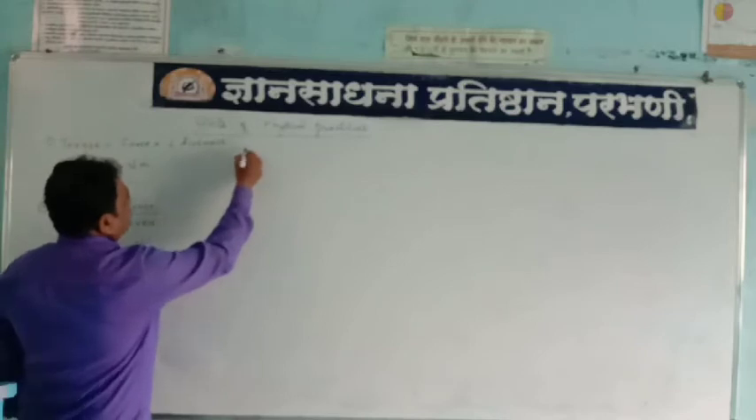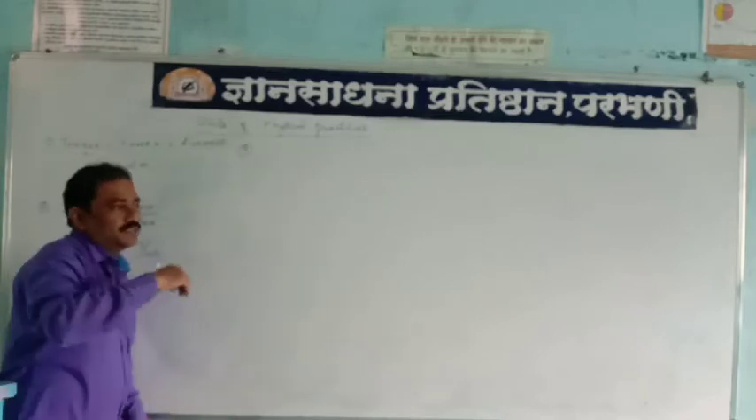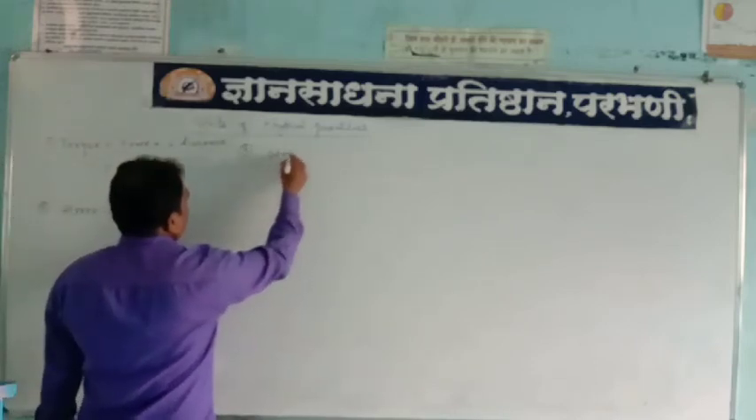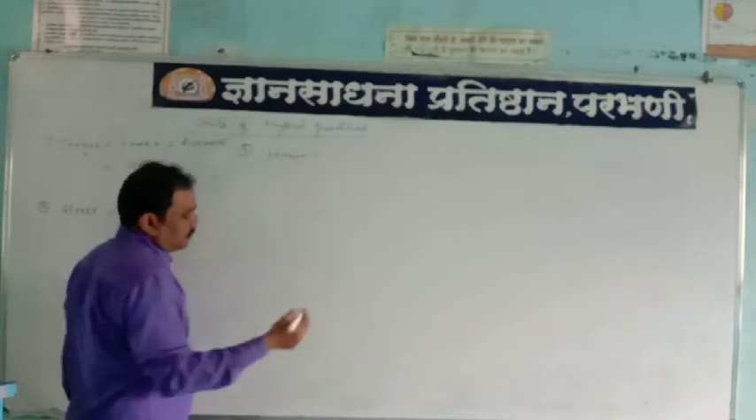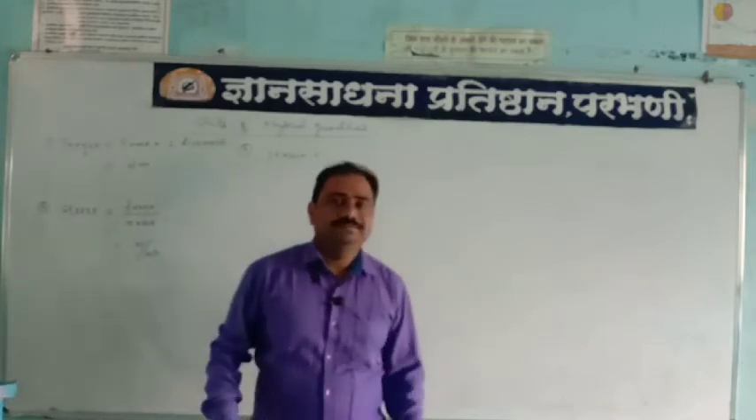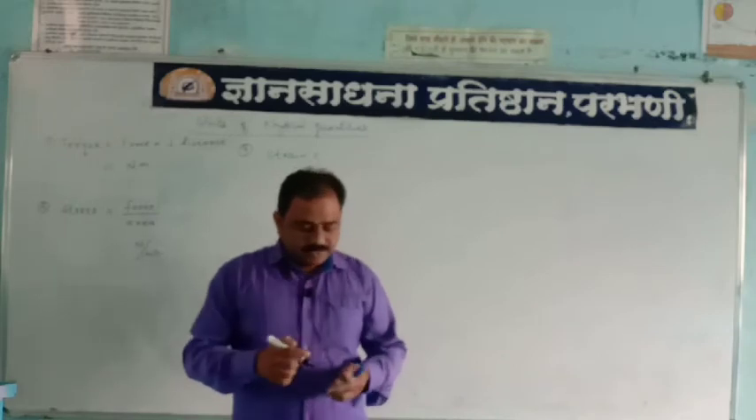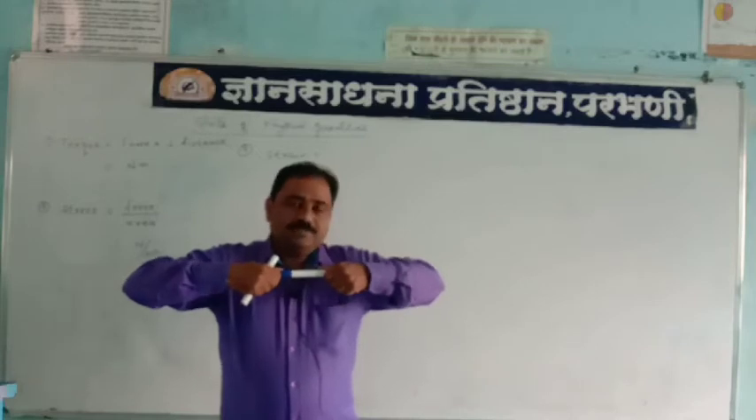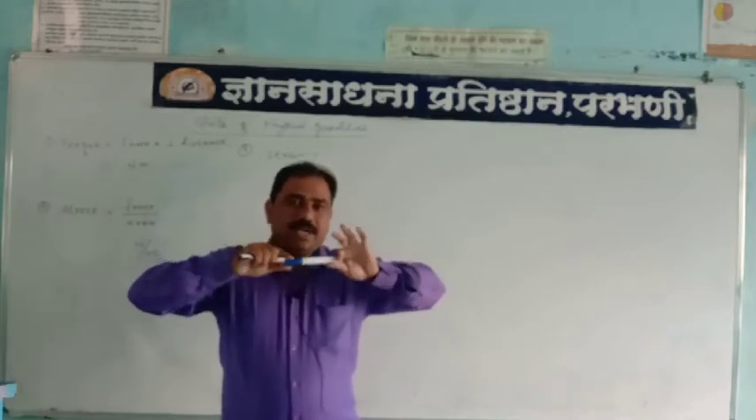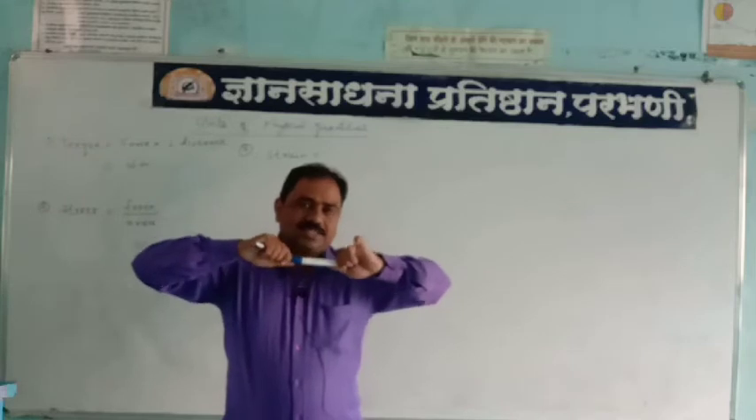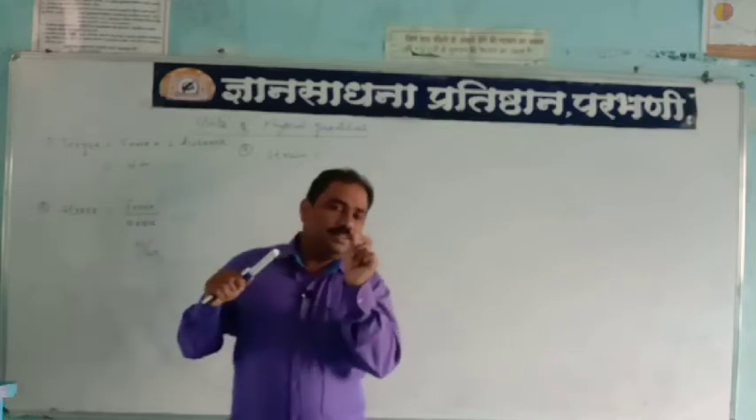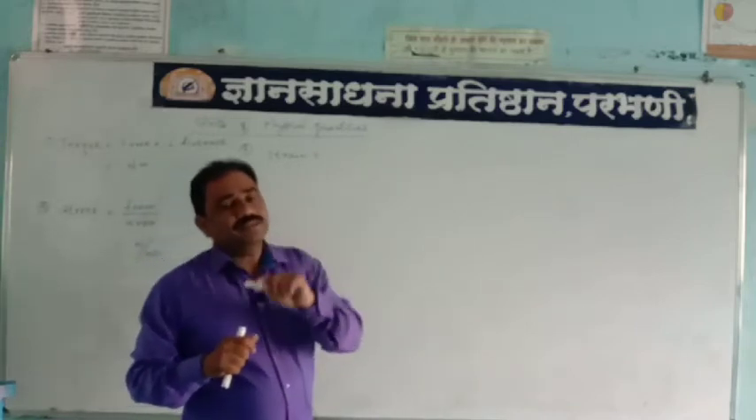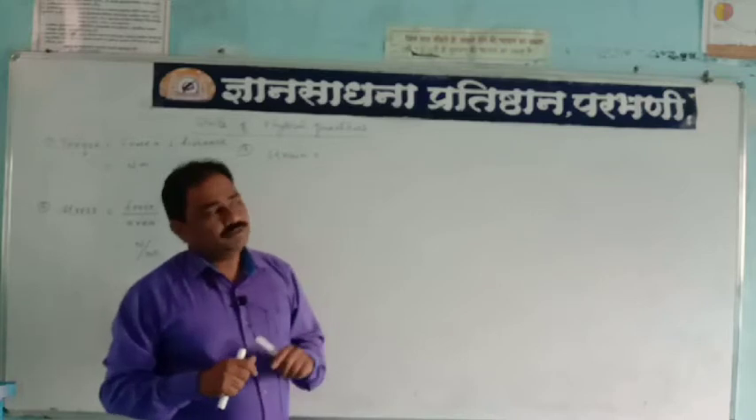Next physical quantity is strain. But most students do not know the meaning of strain. Strain means, suppose I have a body and I apply external force on that body. Suppose I have a rubber and I stretch this rubber, then the length of that rubber increases. At that time there is a production of strain.